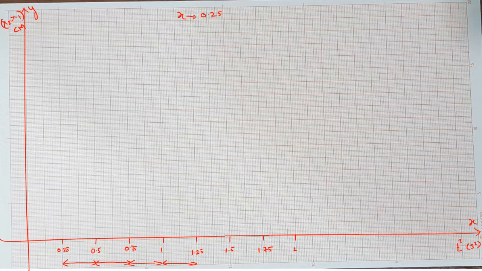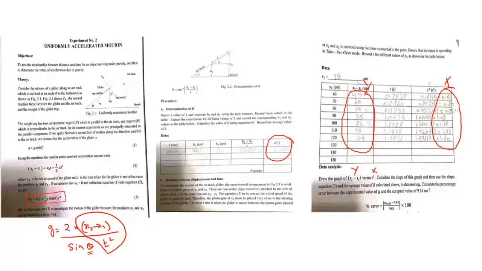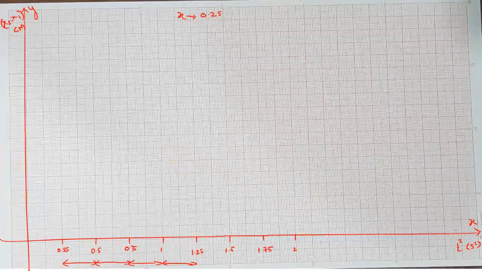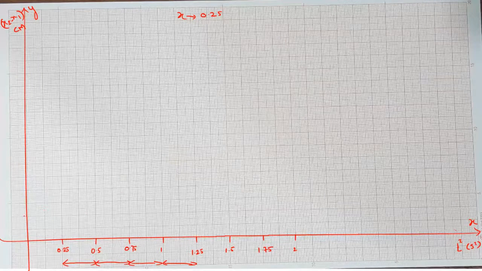Clear? So for this explanation, I took 0.25 as my regular interval for my x-axis. Likewise, I have to see the y-axis value. My y-axis value starts from 45 and goes to 105. That means I'm going to start from 40.